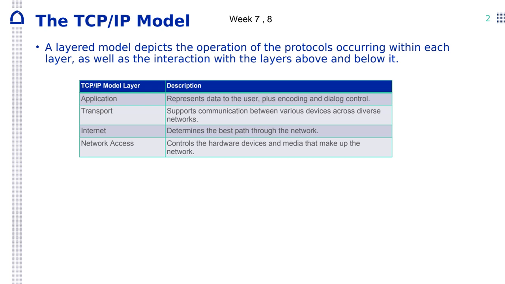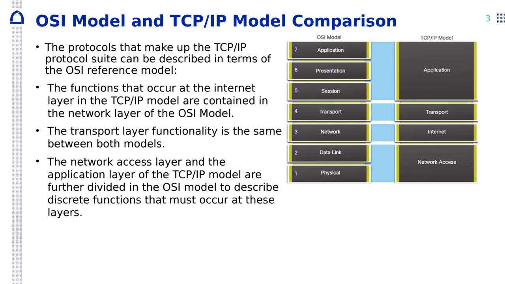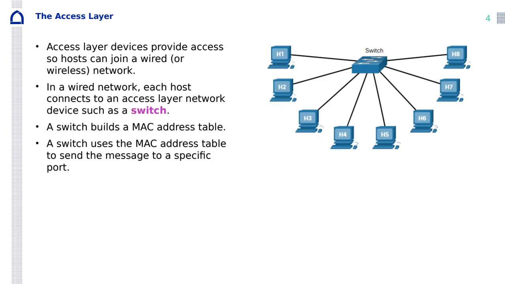Okay, how did we come up with these layer names? We combined the top 3 layers, 7, 6, and 5, into application. Transport is transport. Network is now called the internet layer. That's why they call it the internet model. Then we have data link and physical, which are now called the network access layer. So this is how we came up with these layer names.